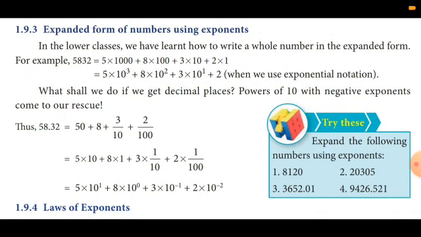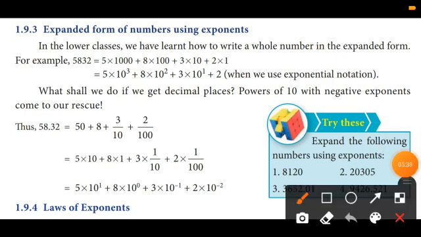Next, exponent form of numbers using exponents. In the lower classes, we have learned how to write a whole number in the expanded form. For example, 5832 is equal to 5 into 1000, 5000, plus the second digit 8 into 100, plus 3 into 10, plus 2 into 1, ones place.